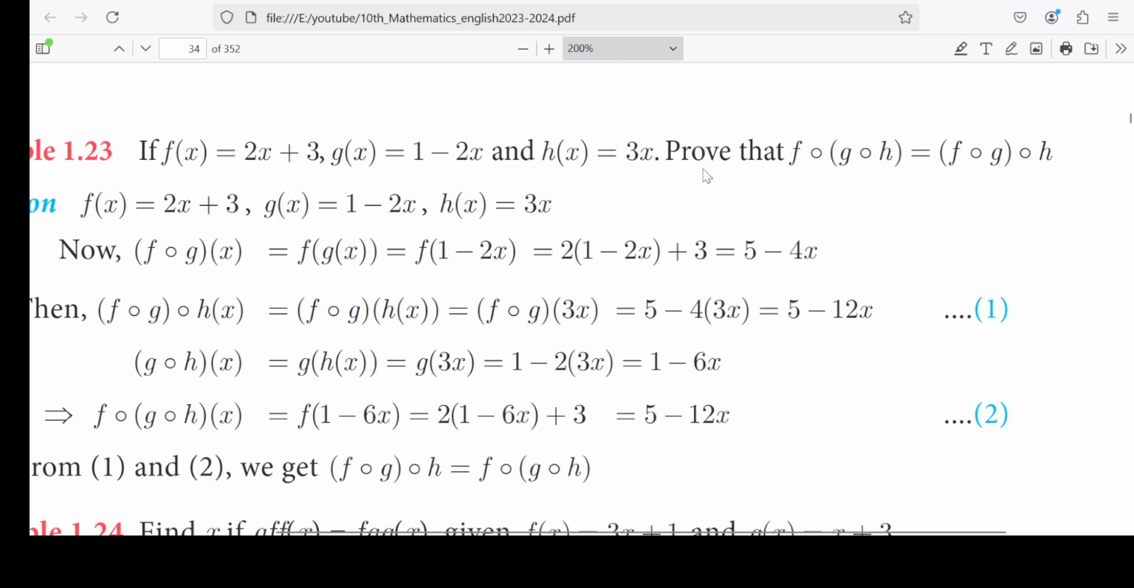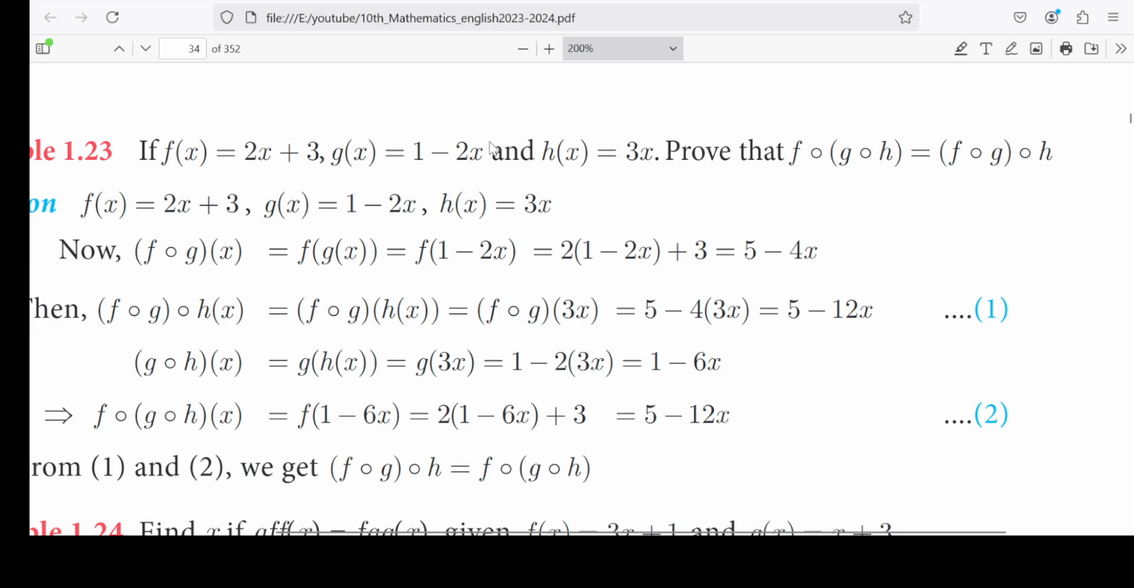This problem also comes under the topic of composition of function. If you don't know what composition of function is, check out the video. In that video, the whole explanation is there. It's all about composition of function. The video link is in the description box.